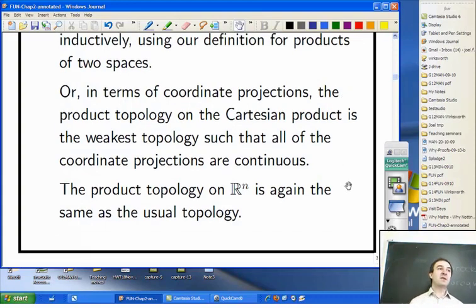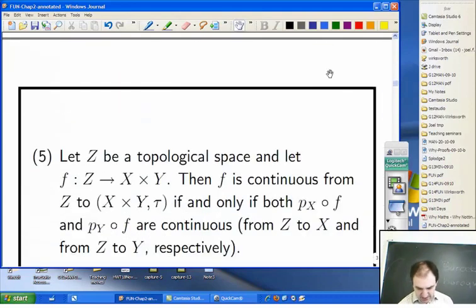Again, for R to the n, you can think of that as a product of n copies of R, and then the usual topology is the same as the product topology. And again, it's not obvious, and again, it's a little proof. It's much more generally true. It works for metric spaces as well. Let's have a look at what could happen there.